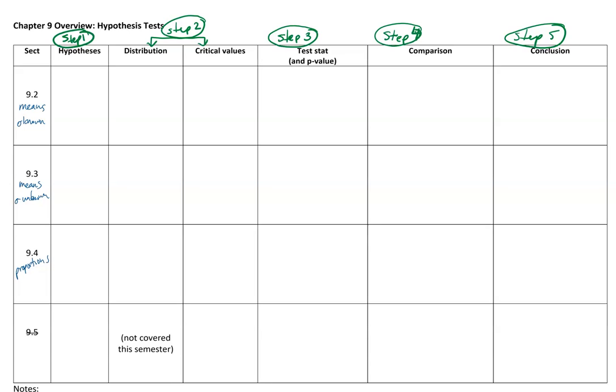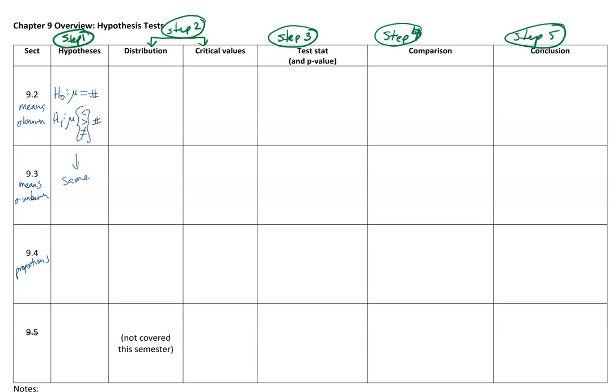All right, so working our way through the hypothesis step. When we're working with means, there's always a null hypothesis that says the mean is equal to some number. And then the alternative is where there's variation. It says that the mean is one of less than, greater than, or simply not equal to that same number. All right. And for 9.3, it's the same because it's also about means.